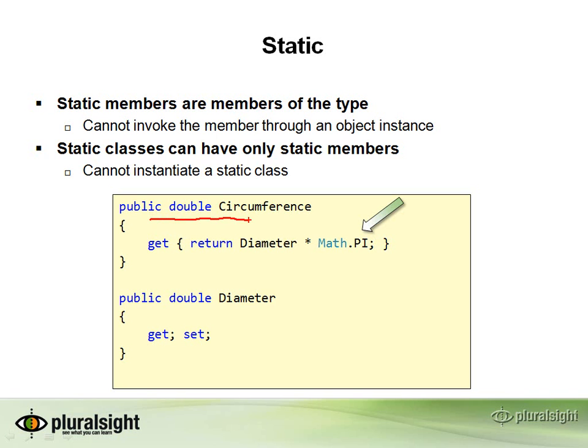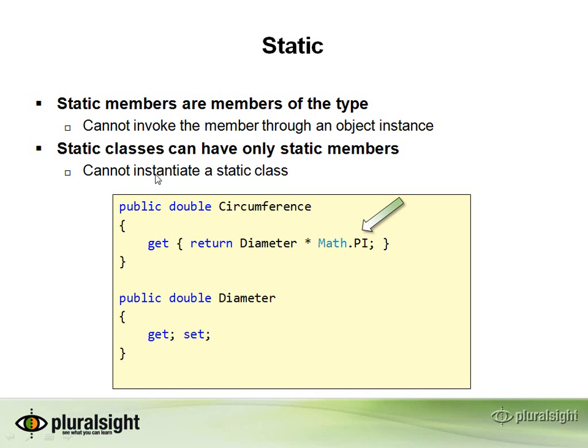Here's an instance property called circumference, but what I want to call your attention to is Math.PI. Math is a class, PI is a static property on the Math class. In order to reach that property, I don't need to instantiate the Math class. I don't need an object. In fact, it's an error to try to invoke a static member through an object instance. Instead, you need to use the type name.